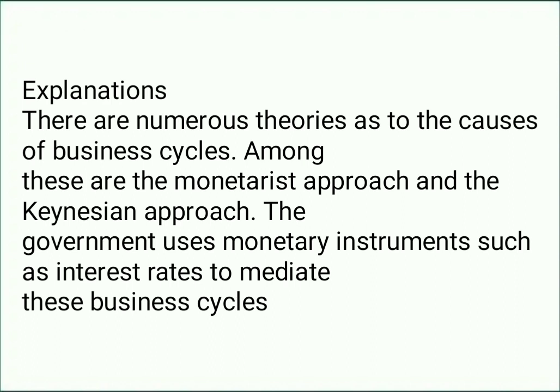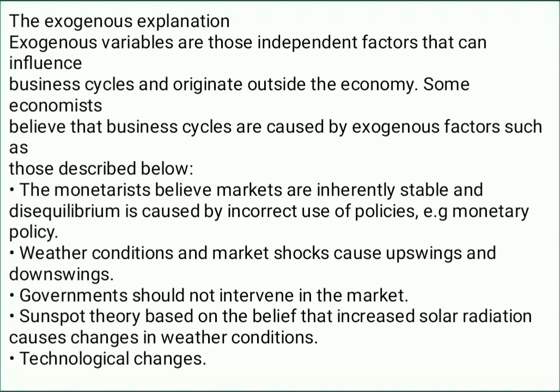The government uses monetary instruments such as interest rates to mediate the business cycles. The exogenous explanation: exogenous variables are those independent factors that can influence business cycles and originate outside the economy. Some economists believe that the business cycles are caused by exogenous factors such as those described below. And the monetarists believe markets are inherently stable and disequilibrium is caused by incorrect use of policies. So other economists believe that it is caused by incorrect use of policies, as you know, policies like monetary policy.